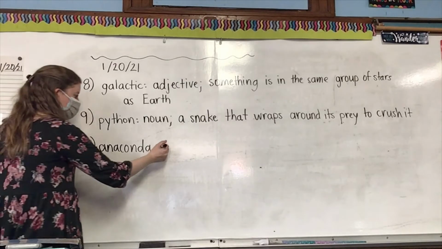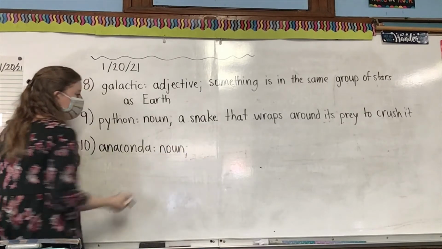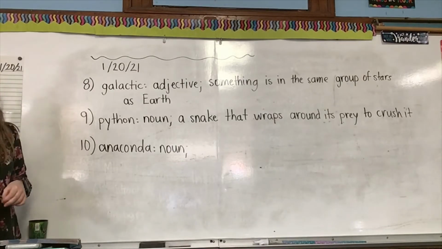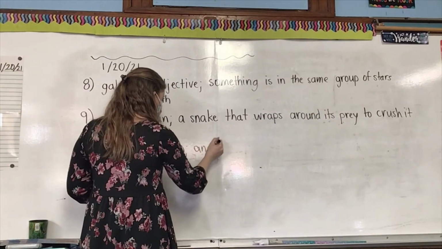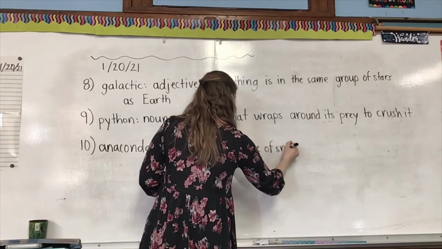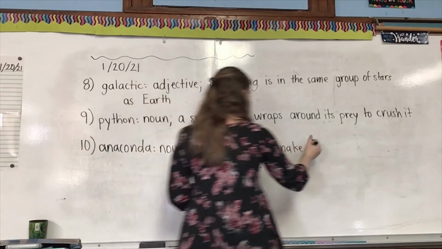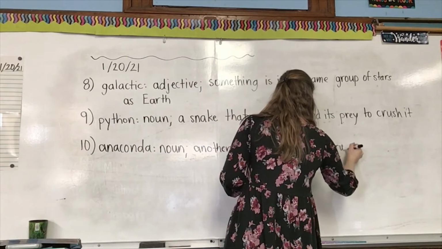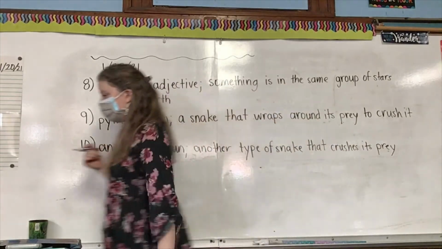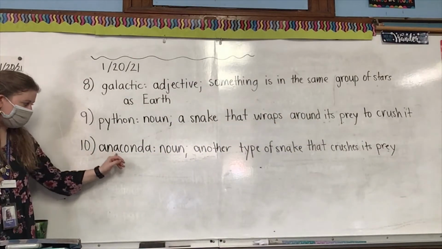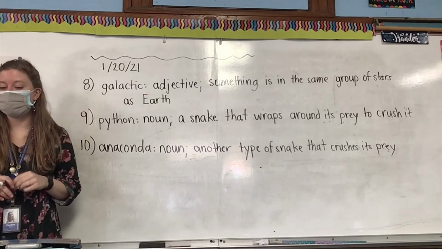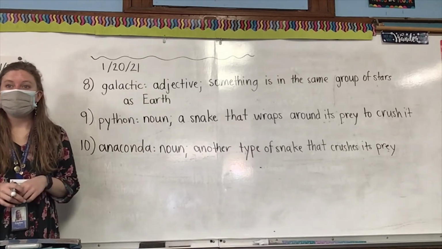It is another noun. It's another type of animal. Animal names are always nouns. And an anaconda is another type of snake that crushes its prey. So an anaconda, A-N-A-C-O-N-D-A, is another noun because it's another type of snake that crushes its prey. With this next word, you may start to see a pattern.